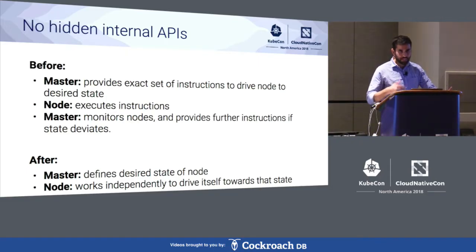And then the master would have to have some sort of way to monitor those nodes and then issue commands to rectify anything that went wrong. Instead, what happens is that the master basically defines a desired state for a node to be in. Once the master figures out that a workload should be scheduled on a particular node, it will essentially state that in the API server. So the master just talks to the API server. And then all the components, including the node, work independently to drive themselves towards that state.